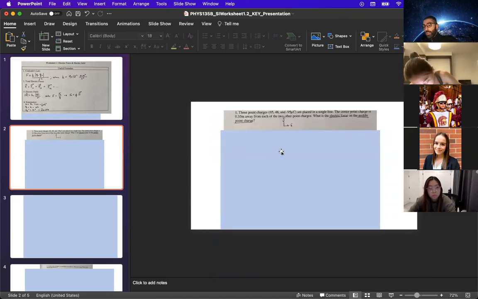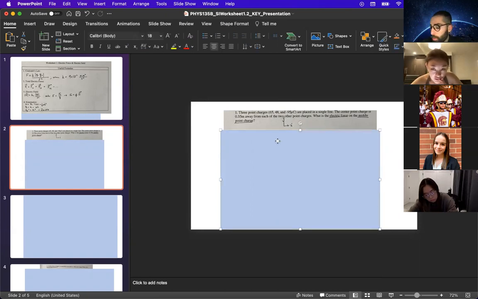So here's our question 1. My thing's out of order. Three point charges with the values 65, 48, and -95 are placed in a single line. The center point is 0.35 meters away from each of the other two point charges. What is the electric force on the middle point charge?